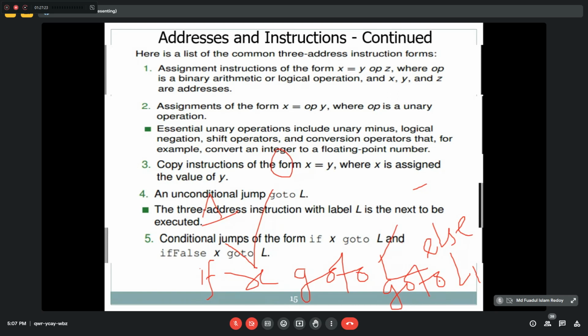Yes. Okay. So suppose this one, if X greater than Y, go to L. So this one is also 3 address code because X, Y and L. There are 3 operands or addresses. So this is another form of 3 address code. Okay? Got it? Yes, sir. So those are actually different forms.